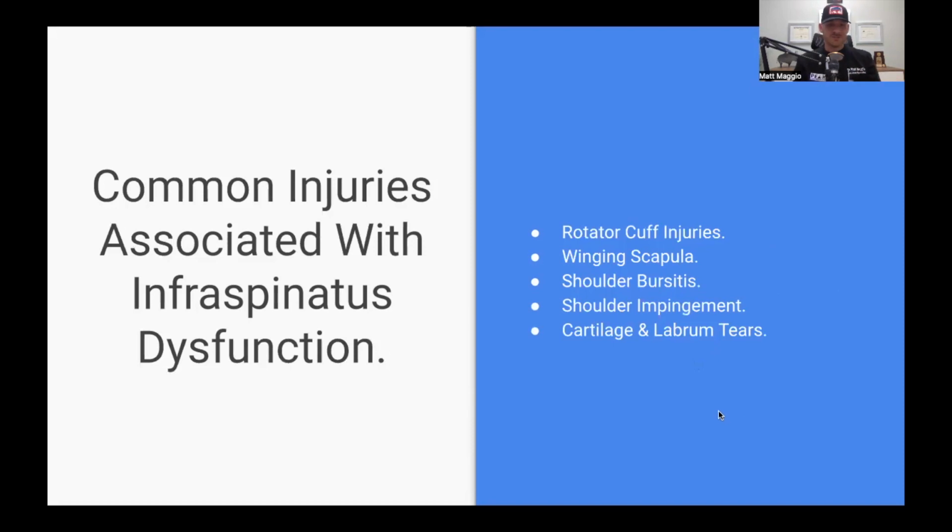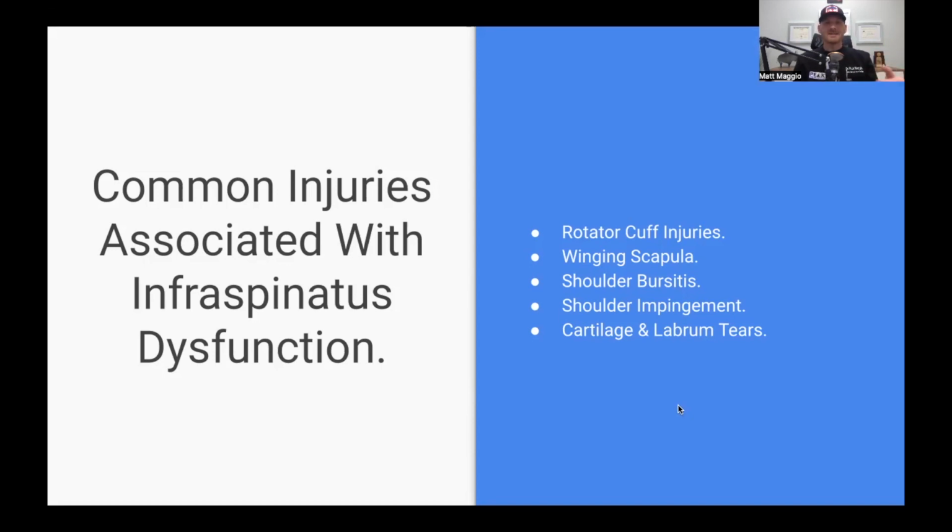So some common injuries associated with infraspinatus dysfunction. One's just going to be rotator cuff injuries. I always laugh when I have some clients that say rotor cup. It's not rotor cup, rotator cuff. It's one of the four muscles of the rotator cuff group. Want a little review? Infraspinatus, supraspinatus, teres minor, and subscap. The infraspinatus is the most powerful muscle of the posterior part of the rotator cuff muscle group, and a lot of times it gets overworked, and then people present with some type of rotator cuff injury.